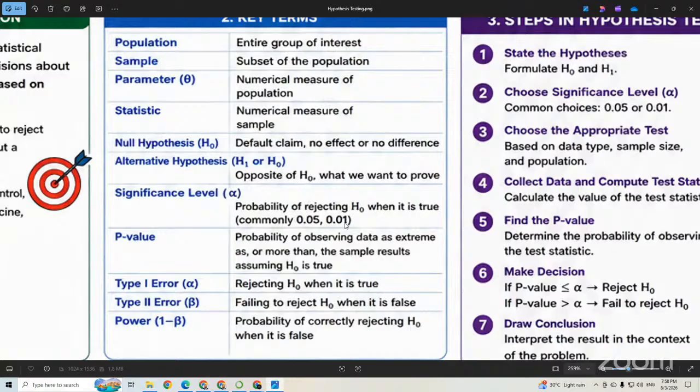And power is 1 minus beta. What is the meaning of this? The probability of correctly rejecting H0 when it is false. So this will be the value of how close it is to 1. According to that we will decide.